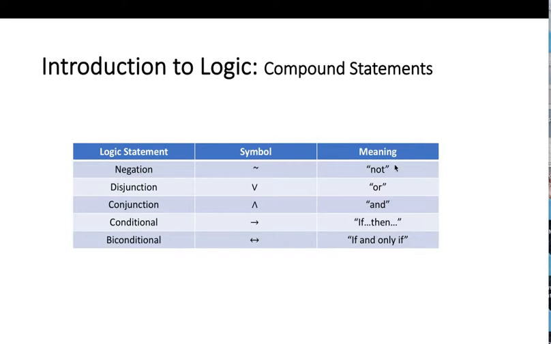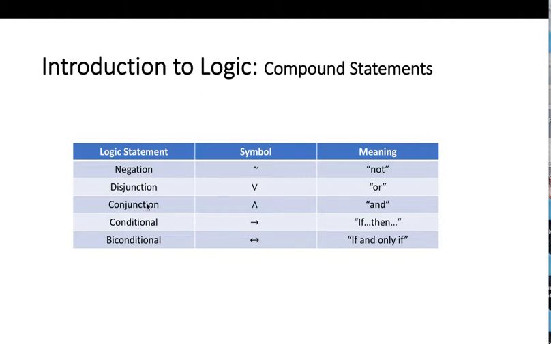And here are the English words that you might read in a sentence that will indicate whether it's disjunction, conjunction, conditional, etc. So disjunction is this V. It's an or statement. And what I'd like you to do is think back to when we were studying set theory. Remember that the symbol in set theory for or was the U. So it sort of makes sense that in logic it's the V.